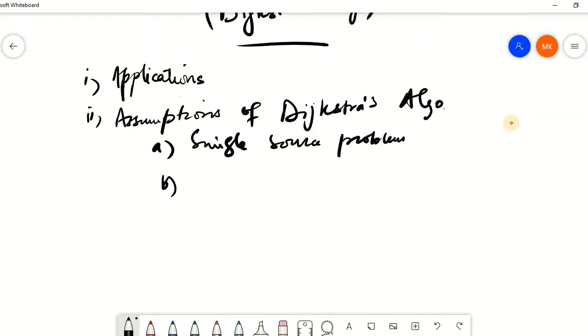The second assumption is that the weights are non-negative. Dijkstra's algorithm does not work for graphs that have negative weights. Now you may think that in all the possible applications that we discussed, weight cannot be negative. For example, the time taken by a computer to receive a message and pass it on cannot be negative. It may be a very small value, but still it's going to be more than 0. The same way, the distance between two cities cannot be negative. So in most real world problems, the weights cannot be negative.